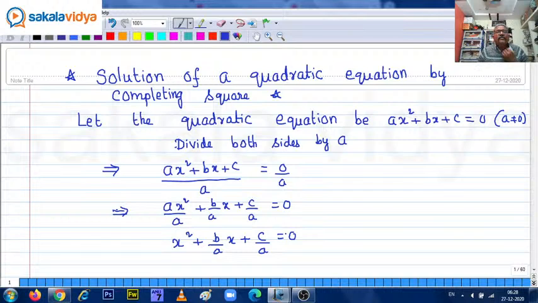This method is also known as the Sridharacharya method, because it was proposed by the great Indian mathematician Sridharacharya. So it is called the Sridharacharya method also. Now we are going to discuss it.